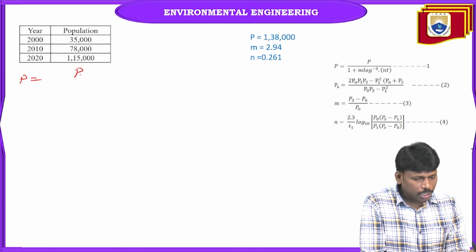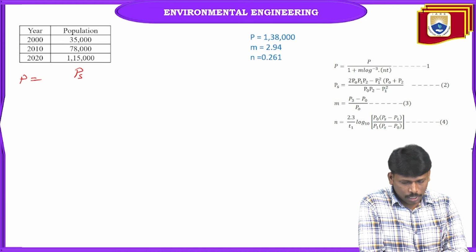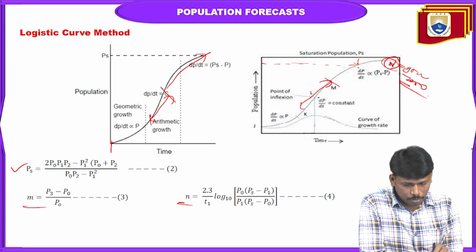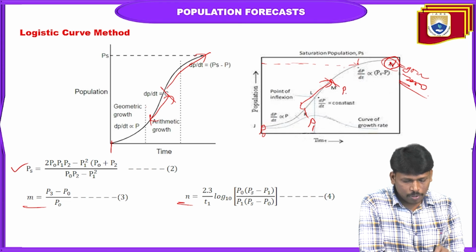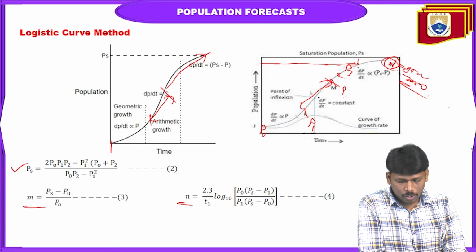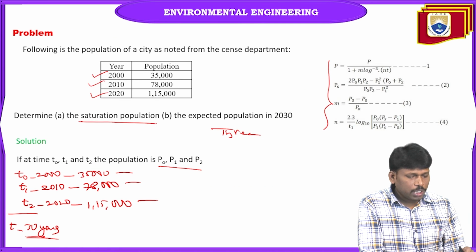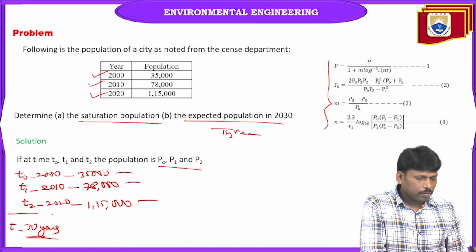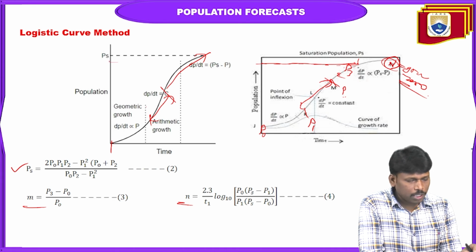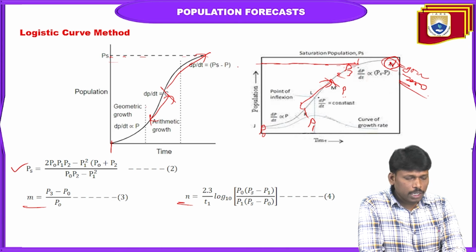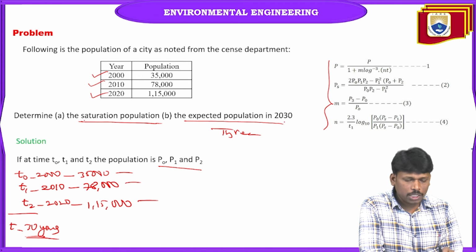We need the population at a saturation point. For example, you can consider at this point we have P naught initial. At this point it is P1, and this point is, say for example, P2, also we estimated. Now at this saturation point we need to calculate P3. So determine the saturation population and expected population in 2030. This is the question. We need to calculate at this saturation point, and then what is the expected population in 2030. This is the design period.